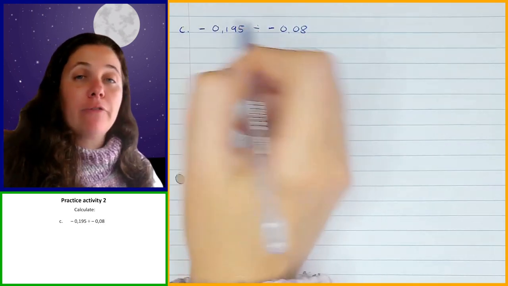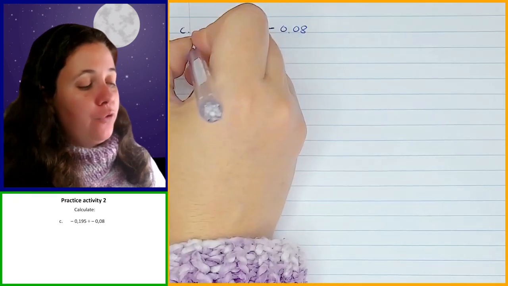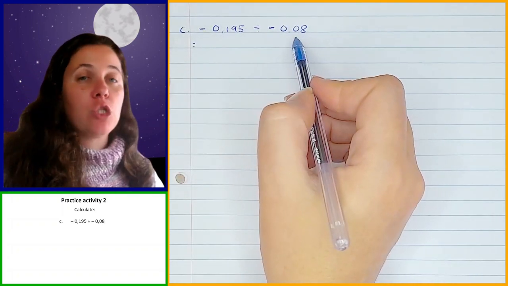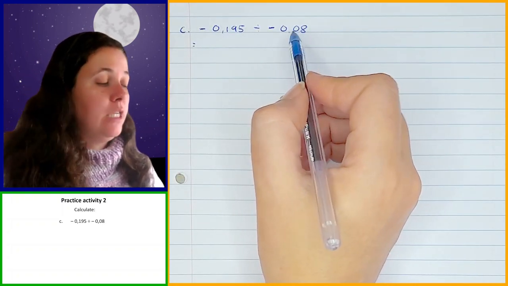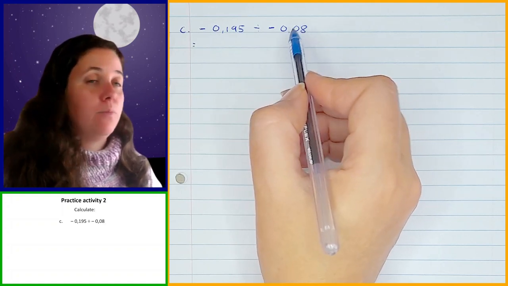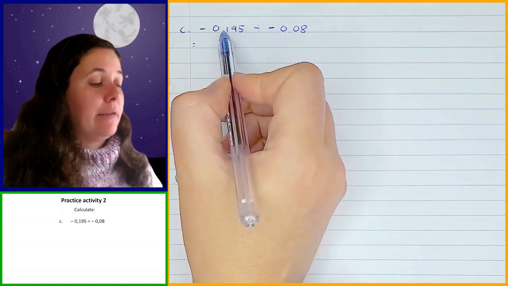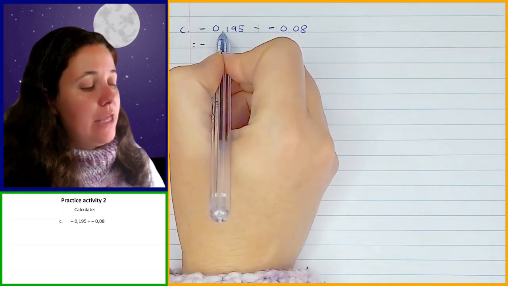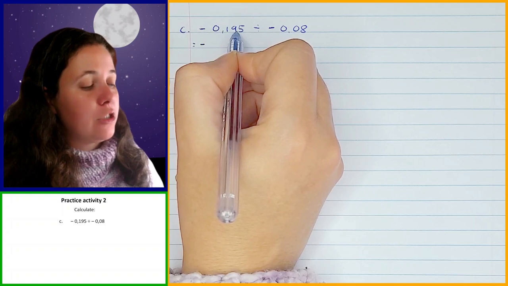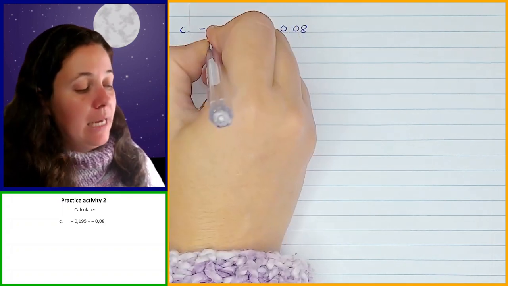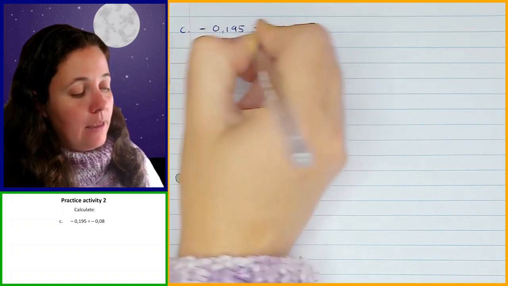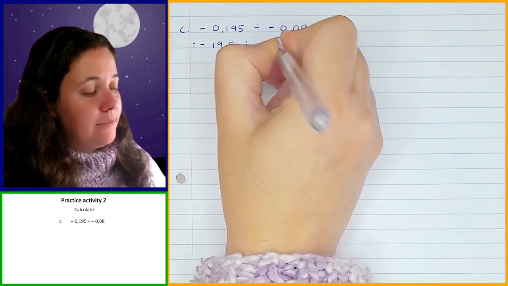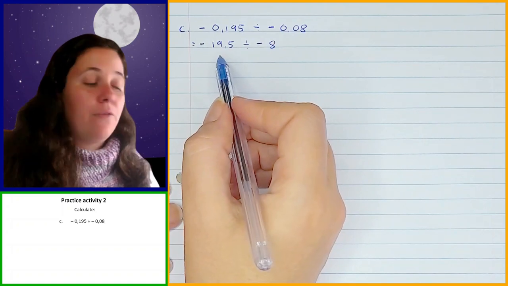So the negatives I don't have to worry about at the moment. What I do need to do first, before I can start doing the actual division, is change the 0.08 to a whole number by multiplying by 100, so I move the decimal point two places. And I have to do the same thing to the dividend as well. Then if I move those two places, the comma is going to be between the 9 and the 5. So it's going to be 19.5 divided by negative 8. So now I've got negative 19.5 divided by negative 8.